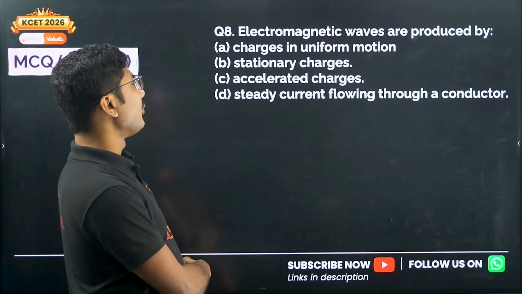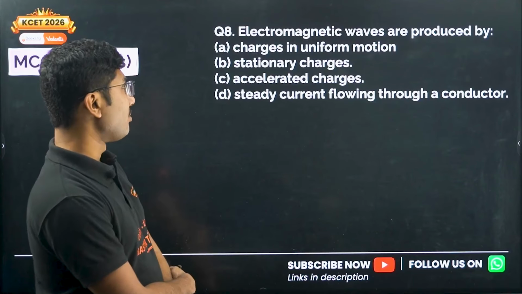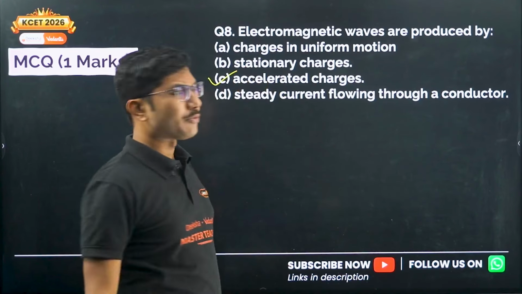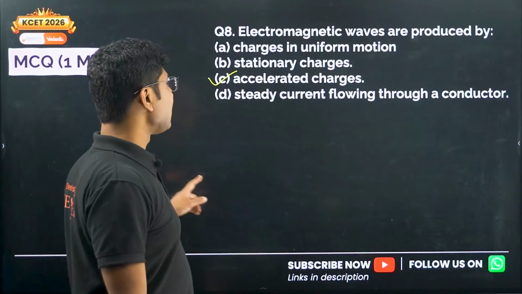Electromagnetic waves are produced by charges in uniform motion, stationary charges, or accelerated charges? Electromagnetic waves are produced by accelerated charges.